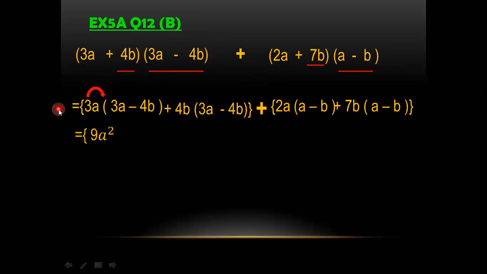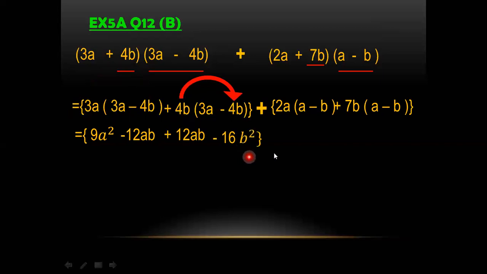3a multiplied by 3a is equal to 9a square. Now 3a will be multiplied with minus 4b will give minus 12ab. Then 4b will be multiplied with 3a and the answer is 12ab. Then 4b will be multiplied with minus 4b. The answer will be minus 16b square.